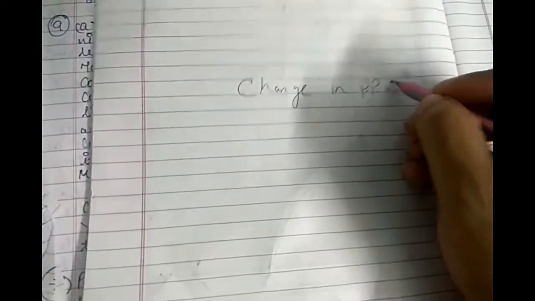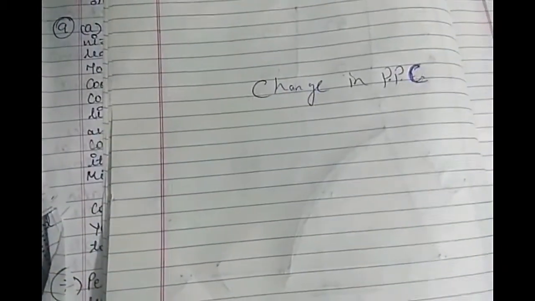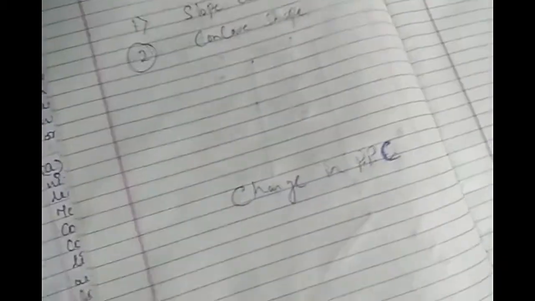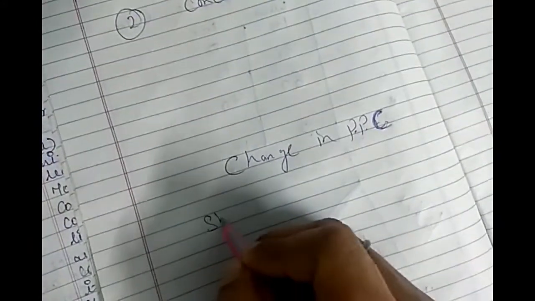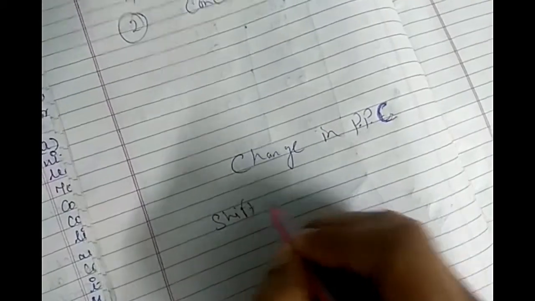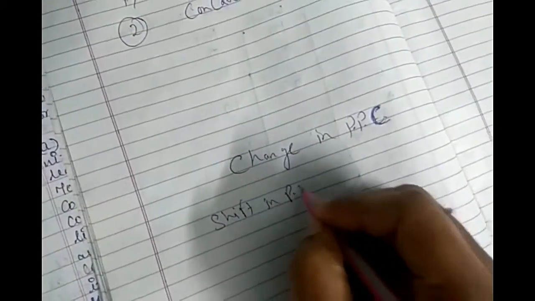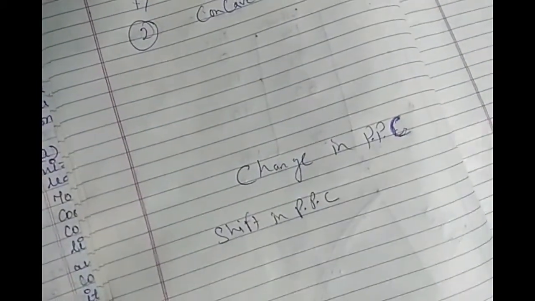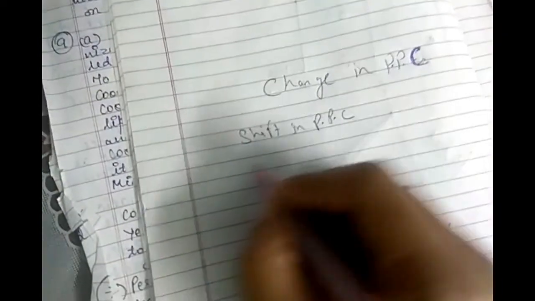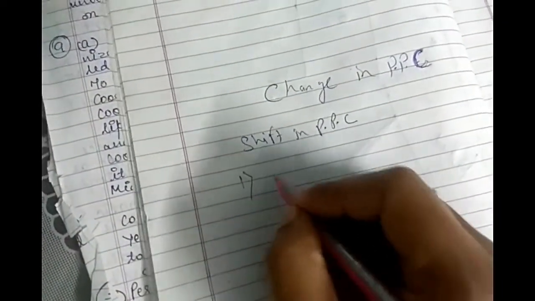Now the next topic, change in PPF, meaning a change in the curve of the PPF, or we can say PPC. It can change in two ways: by a shift in PPF or PPC, or by rotation in PPC. Firstly, I am going to make you understand the shift in PPC. There are two shifts. One is rightward and the other is leftward.